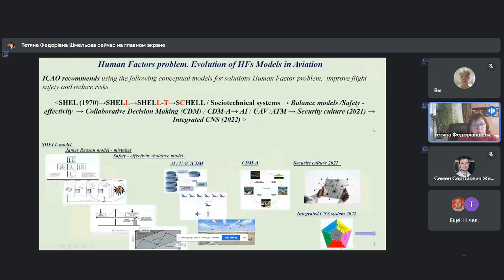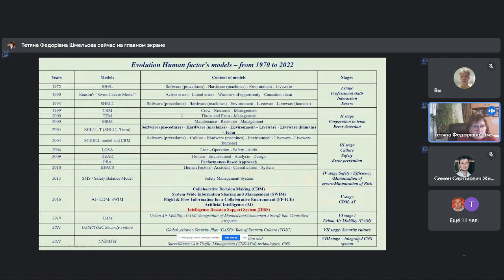And about the human factor, we know about human factor problems, and from the Shell model of 1972, there were many modifications of models for decisions with human factor problems. Now there is an integrated CNS system, and last year was security culture and collaborative decision making. Now the flight of drones in integrated airspace is relevant. On the slide, you can see the evolution of human factor models in a chronological table.